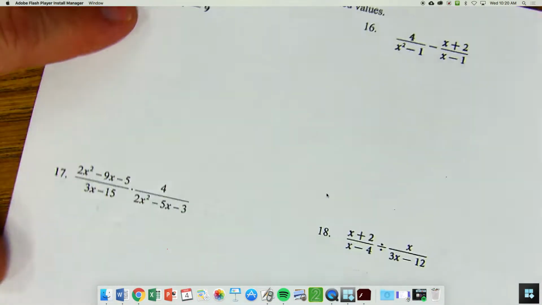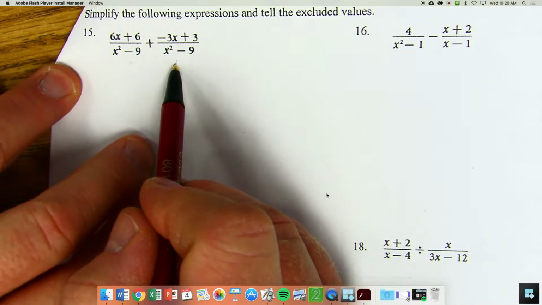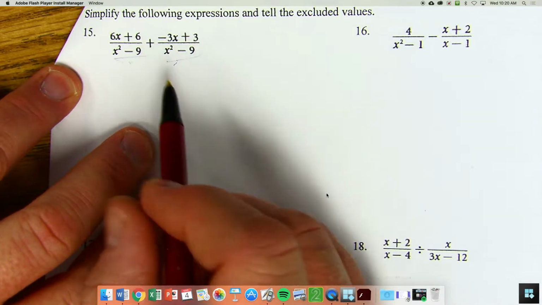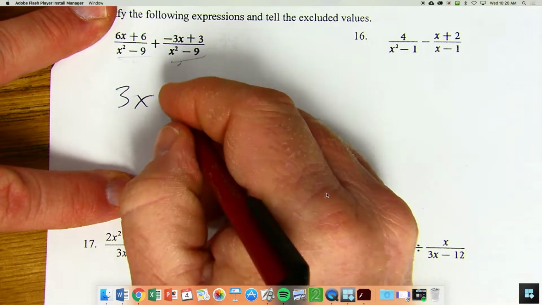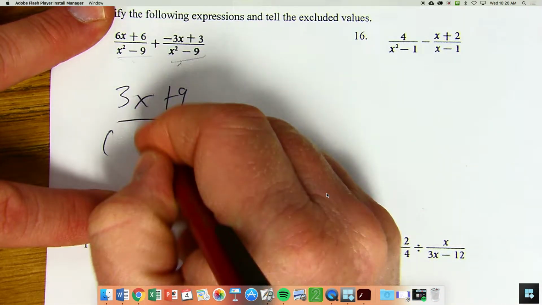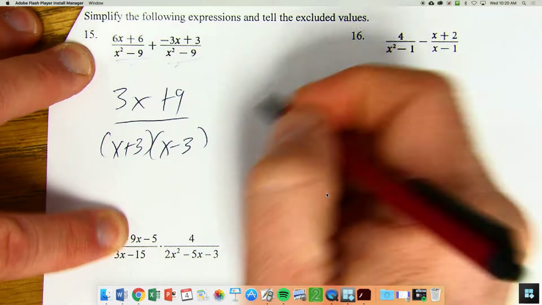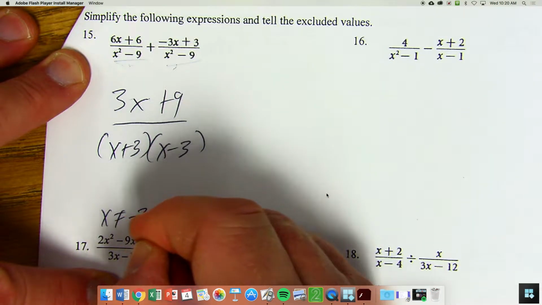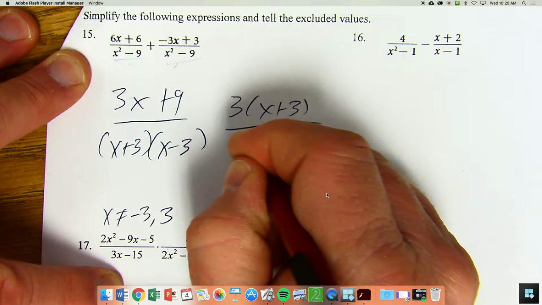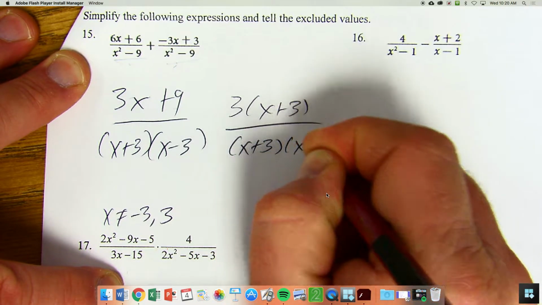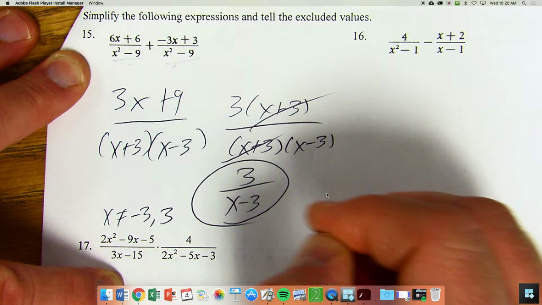All right, let's see if we can rock these out. X squared minus 9, x squared minus 9, they are common denominators, so you can add them. 6x plus a negative 3x is 3x. 6 plus 3 is 9. I always like to factor these out. Excluded values, I'll exclude them right now: x cannot be negative 3 or 3. Factor out a 3 here and say goodbye to the x plus 3. 3 over x minus 3 is your solution.